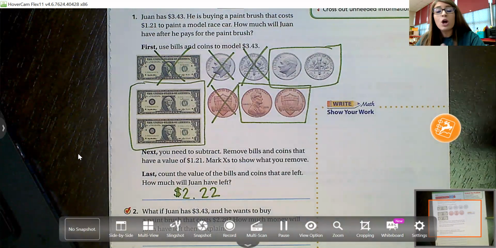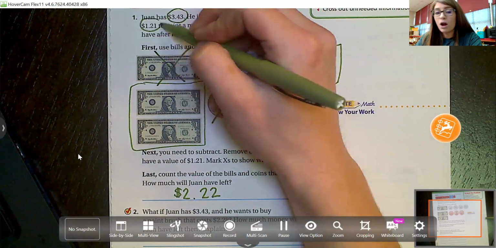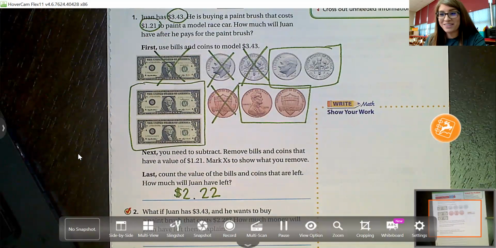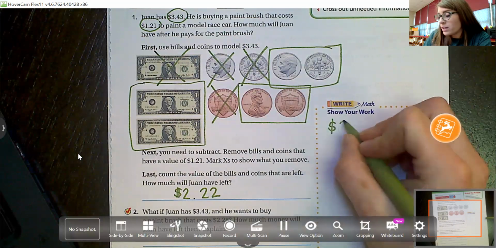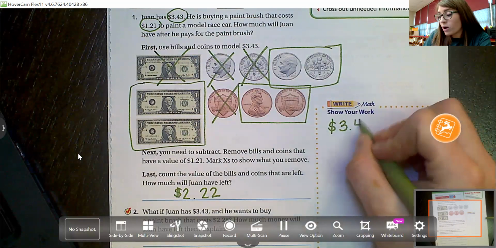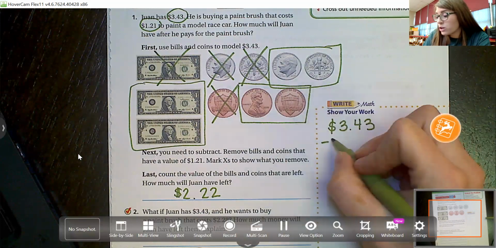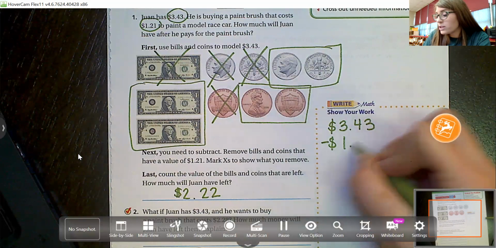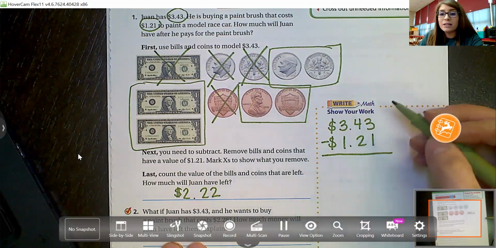But remember, if you're not a visual learner and you don't want to draw those coins and dollar bills out every time, we can line up our dollar amounts on top of each other and subtract them that way. So I'm going to go ahead and do that over here. $3.43 is what Juan started with. And then he bought a paintbrush for $1.21. So I'm going to go ahead and subtract that.